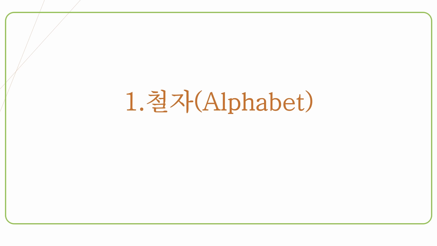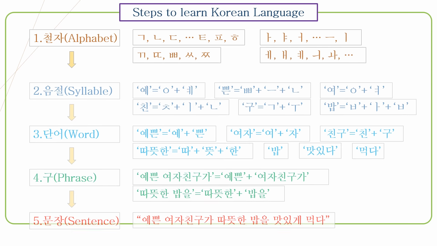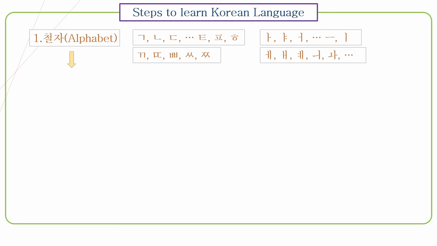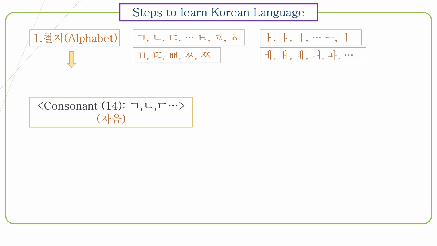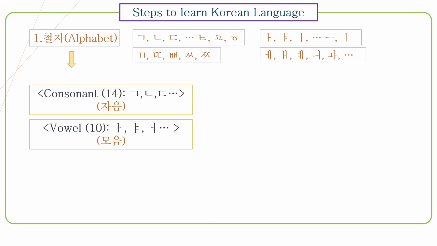The first thing to study is the alphabet. As in any language education, we need to memorize all the letters and how each letter is pronounced. At this step, what you need to know is the name, pronunciation, and how to write of the Korean basic alphabet, 14 consonants and 10 vowels.